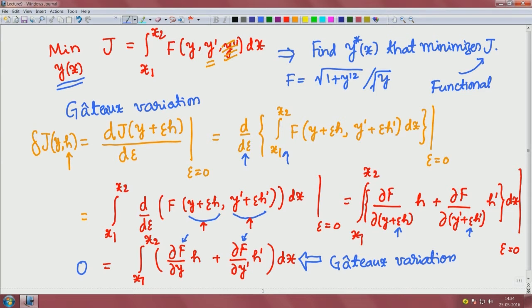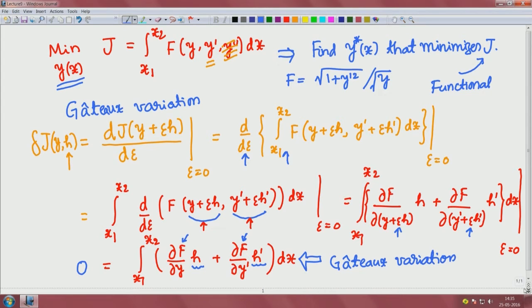You will get an integral and say the integral should be 0. Now, you see this, we still have this unknown function h and h′. Actually, y is also unknown, but this h is an arbitrary function that you can choose whichever way you want, and we have that and also its derivative, and we have to somehow get rid of it by using an argument that this h is arbitrary.